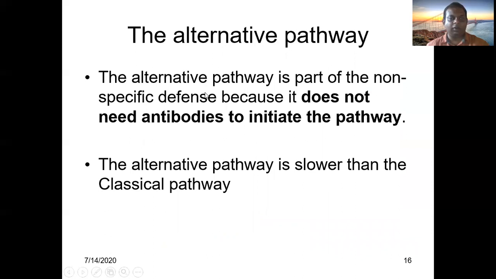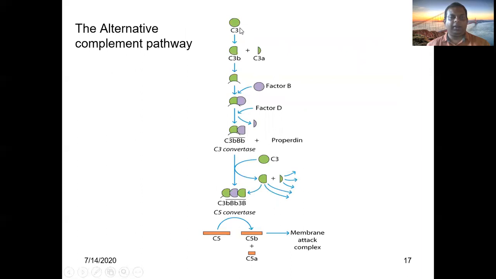The alternative pathway is part of the non-specific defense. It's the other way. As I said earlier, it's non-specific because it does not need antibodies to initiate the pathway. The alternative pathway is slower than the classical pathway, and classical pathway activation requires antibodies. But in innate immunity, the alternative pathway and MBL, mannose binding lectin, are always activated. The only difference is the initiation node.